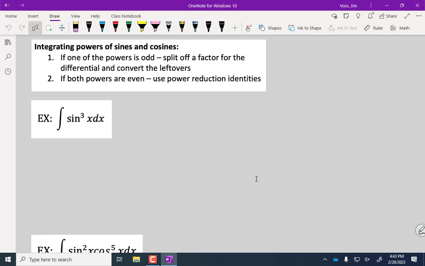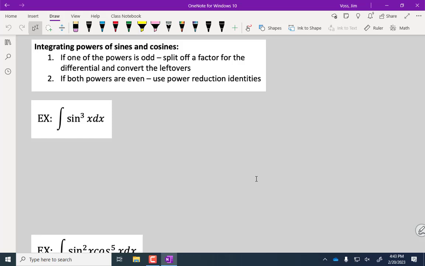Here, the sines and cosines are easier. Why? Because the derivative of sine is cosine, and the derivative of cosine is minus sine. The tangents and secants are more complicated because the derivative of tangent is secant squared, and the derivative of secant is secant tangent. They're just more complicated derivatives. Sine and cosine, the derivatives are essentially each other, so it's a little simpler.